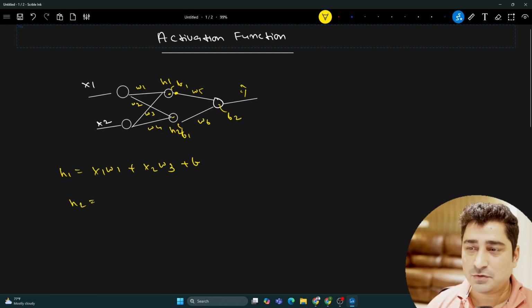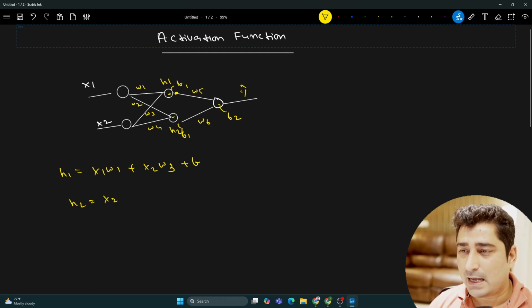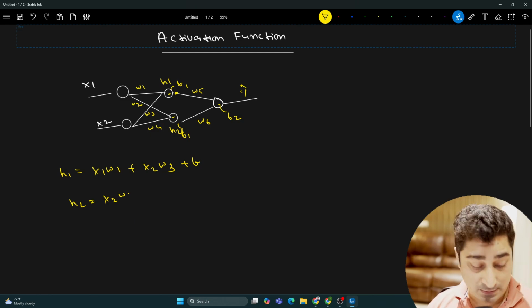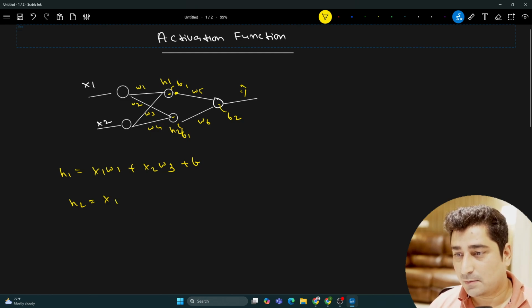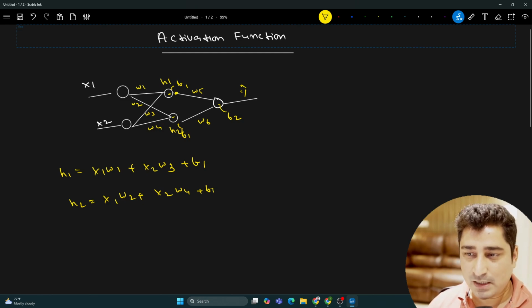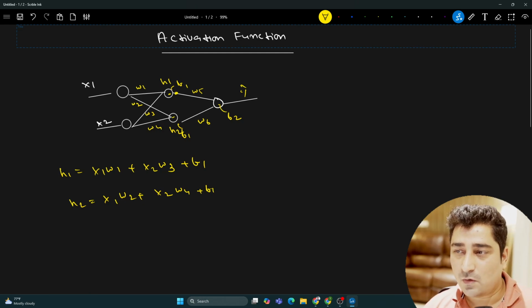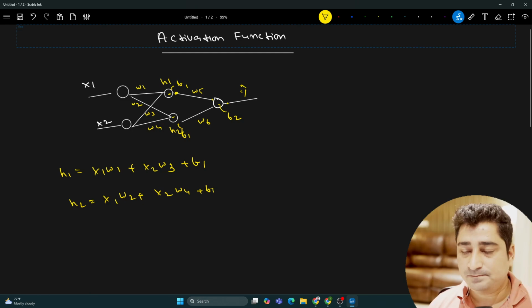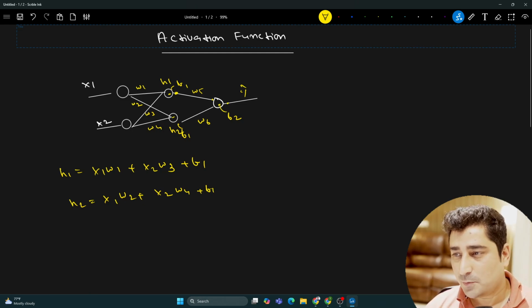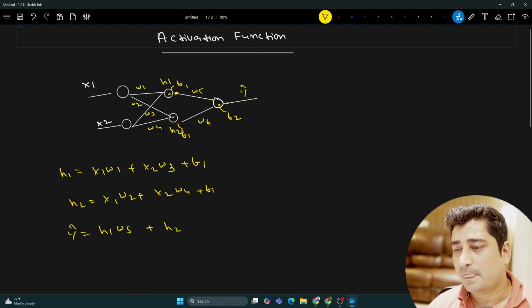Similarly for H2, what is the output that you receive? It is X1 into W2 plus X2 into W4 plus bias B1. This is the output that you receive from H1 and H2. And then the output here, let's suppose I'm not using any output function either, so my Y hat is going to be H1 into W5 plus H2 into W6.